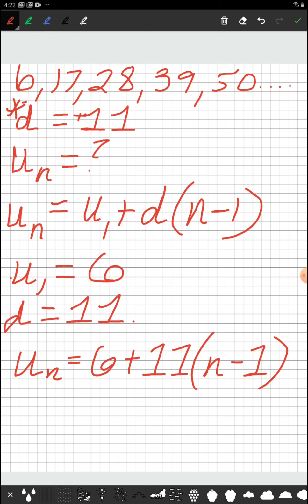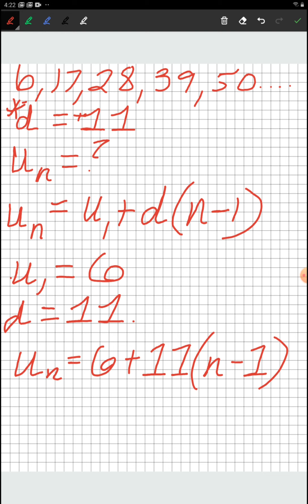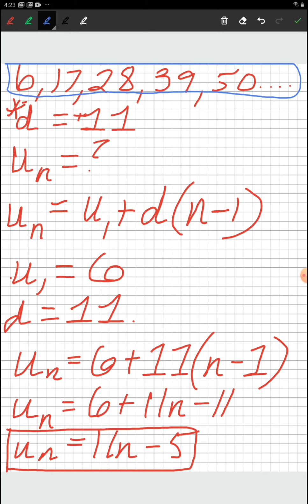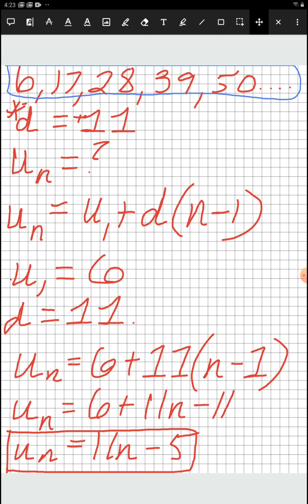We aren't done yet because we do have to start distributing and simplifying. So U sub n equals 6 plus 11n minus 11. U sub n equals 11n minus 5. Okay, so that's the general formula for this sequence in the blue box. Make sure your video is paused so that you can catch up and write everything. Go ahead and pause now.